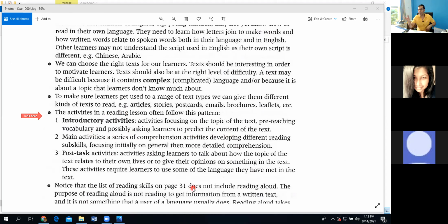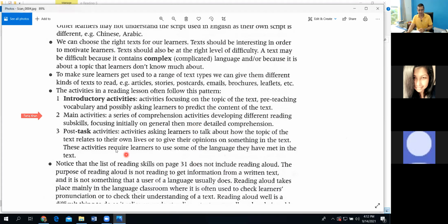So if you give vocabulary, for example, dealing with traveling, you can ask the students what it is about. They may say it's a trip, they may say it's a journey, they may say traveling. So they are doing a prediction based on the vocabulary which you pre-taught before starting the exercise.